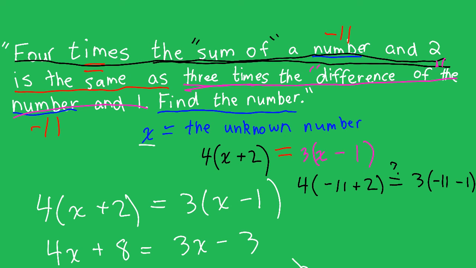So I'll take care of the left parentheses first. Negative 11 plus 2 is negative 9. 4 times negative 9 is negative 36. Then on the right side, inside parentheses first is negative 12. And then 3 times negative 12 is negative 36. So we get negative 36 equals negative 36. So that checks out. That means that negative 11 does, in fact, work in this situation. So negative 11 is the unknown number.